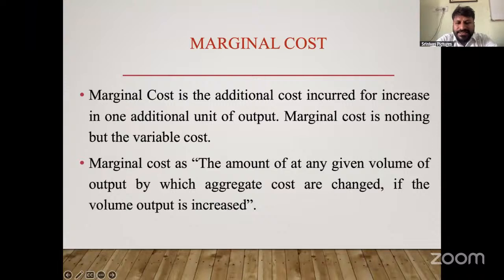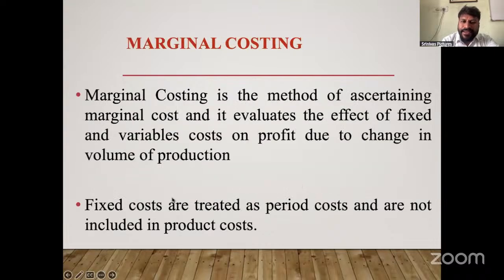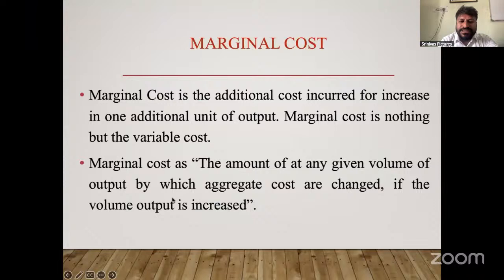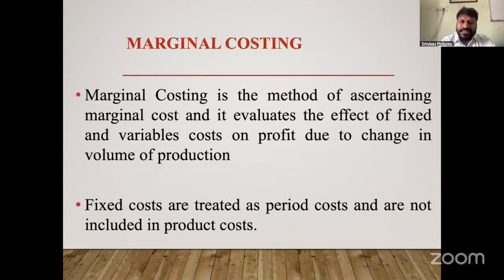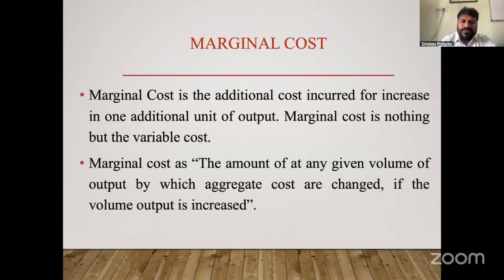So marginal cost is the amount at any given volume of output by which aggregate cost is changed if the volume of output is increased. So simply I can say that when the output is changed, the cost also changes. If the output increases, total cost also increases. If the output decreases, total cost also decreases. So that is the marginal costing.